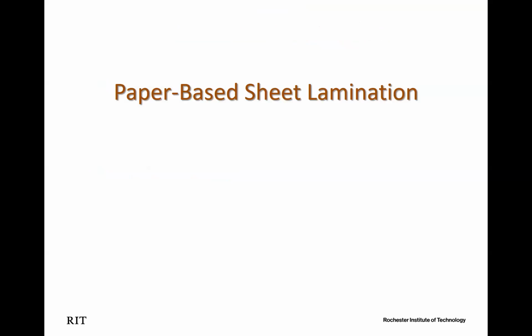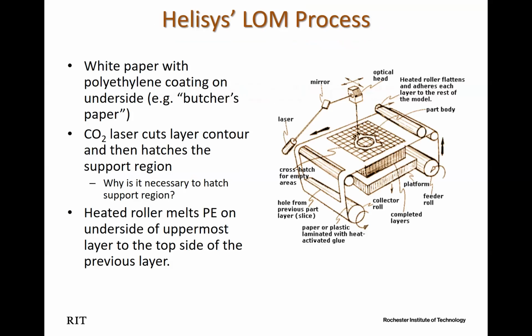There's a very cheap process, which is the paper-based sheet lamination. The material used here is just paper. For example, this LOM process is one of the processes utilized in lamination.